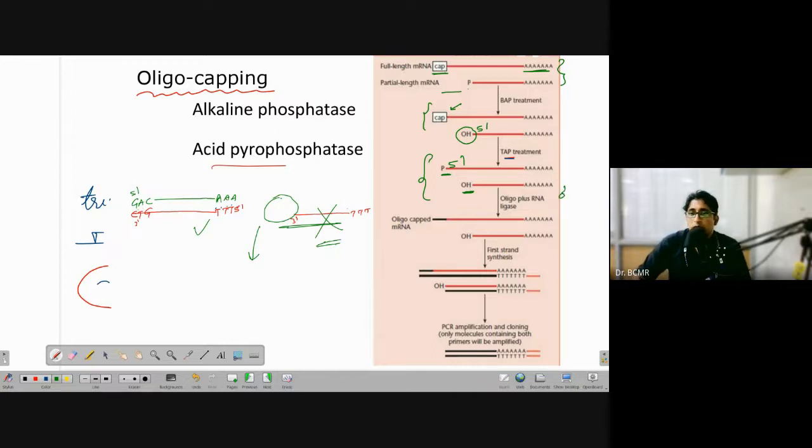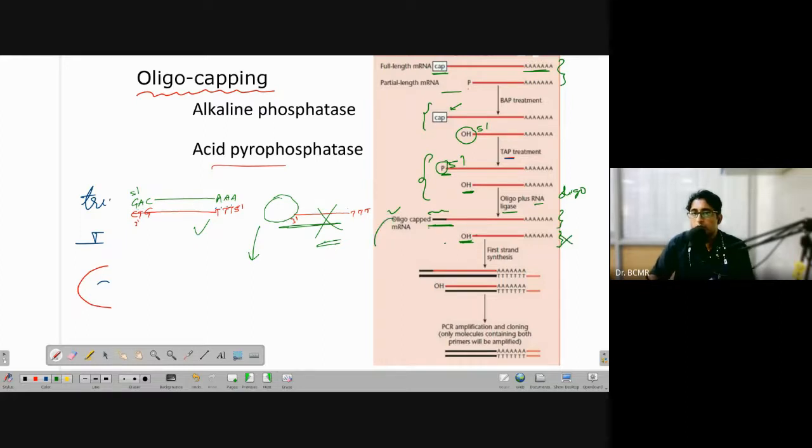Then we are going to add an oligo, any sequence that we know of, and then use RNA ligase to add to it. The full length ones will get capped or attached with the oligo because they have a 5' phosphate, which is essential for making the phosphodiester bond. Whereas the truncated one has OH, and therefore it cannot form a bond with the 3' OH. So the full length ones will get capped while the truncated ones do not.